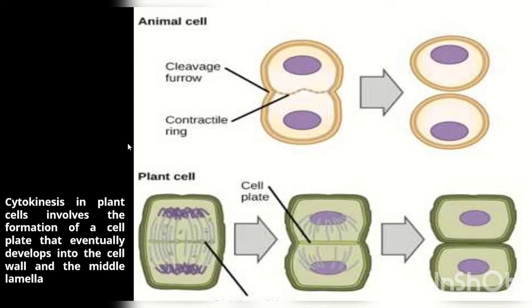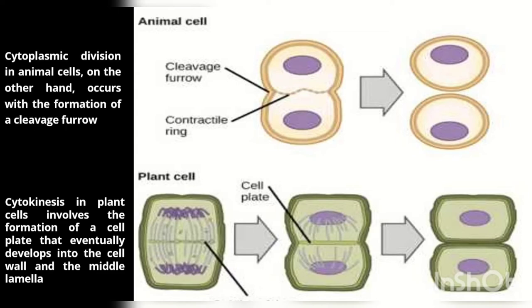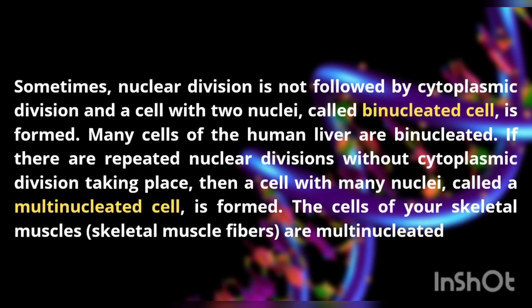Cytokinesis in plant cells involves the formation of a cell plate that eventually develops into the cell wall and the middle lamella. Cytoplasmic division in animal cells, on the other hand, occurs with the formation of a cleavage furrow. Sometimes, nuclear division is not followed by cytoplasmic division, and a cell with two nuclei, called a binucleated cell, is formed. Many cells of the human liver are binucleated.